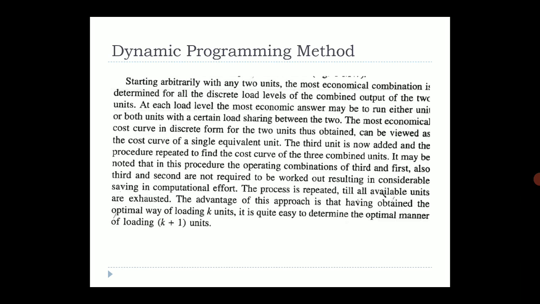Now let us describe the dynamic programming method. It is a bit complicated, but you need to go on slowly with me. So I am taking this paragraph from the dynamic programming method. We start arbitrarily with any two units. The most economical combination is determined for all the discrete load levels of the combined output of two units. So you have, let's say, n number of units. So you pick any two units.